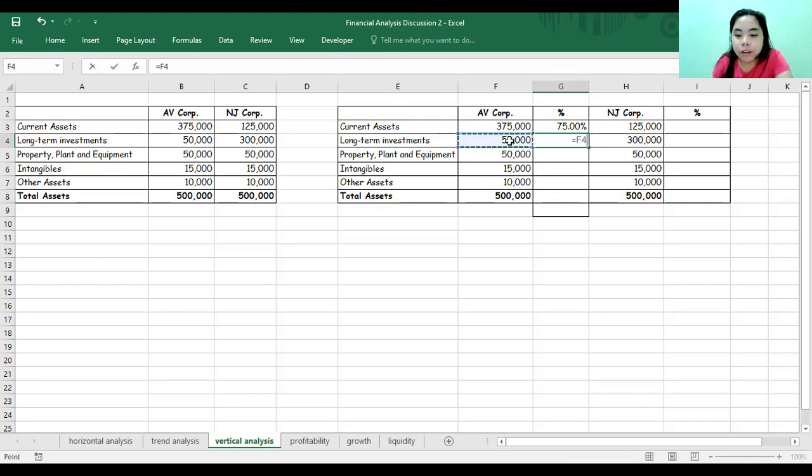And for its long-term investment, this represents 10%.